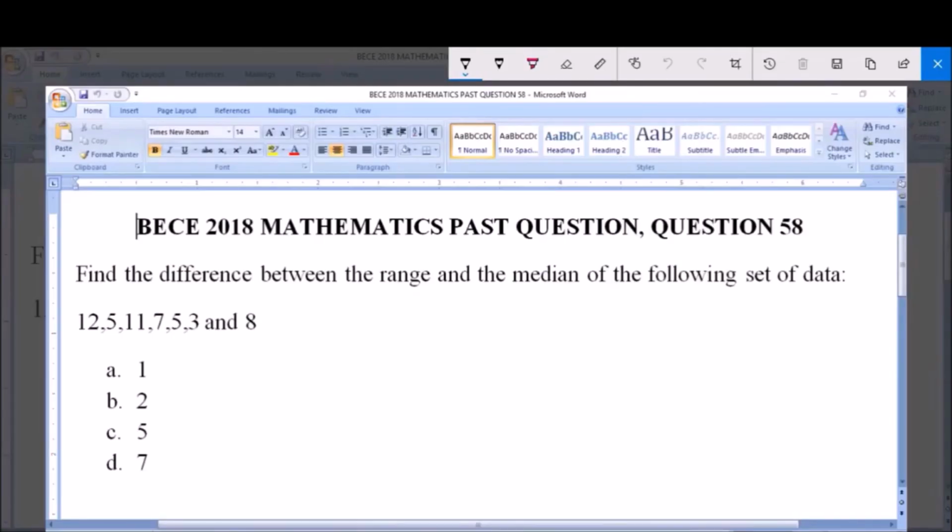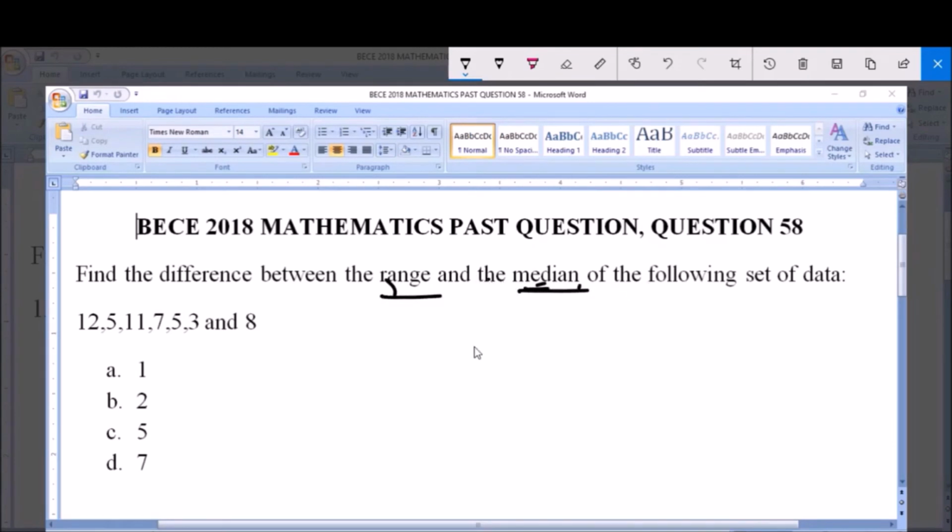Good day and welcome. Today we're going to be dealing with BECE 2018 Mathematics Past Question, question 58. Find the difference between the range and the median of the following set of data. We have 12, 5, 11, 7, 5, 3, and 8. And the options given are 1, that's for A, then B we have 2, C we have 5, and D we have 7. Now we have to find the difference between the range and the median.